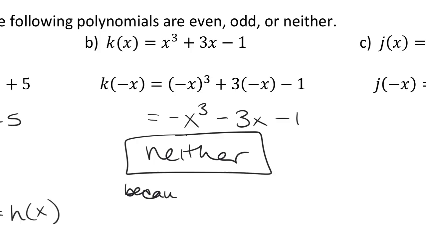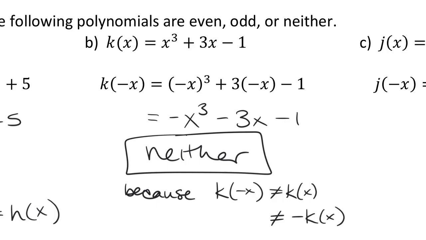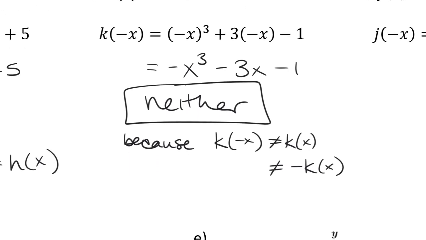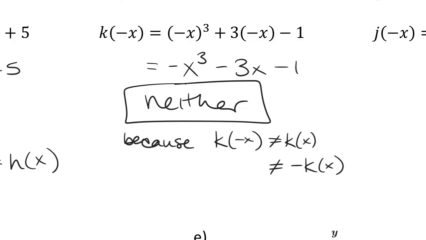because the k of negative x does not look like what it started with, nor does it look like the opposite of what I started with, which are the two definitions of even and odd. That's fancy math talk for it doesn't look the exact same and it doesn't look the exact opposite. Every single sign has to change for it to be the exact opposite.